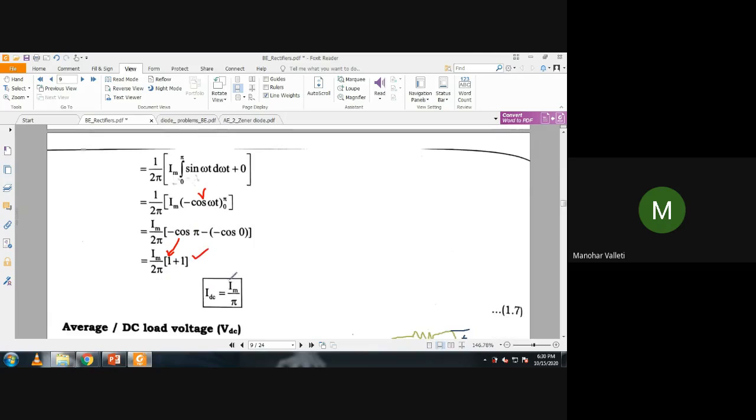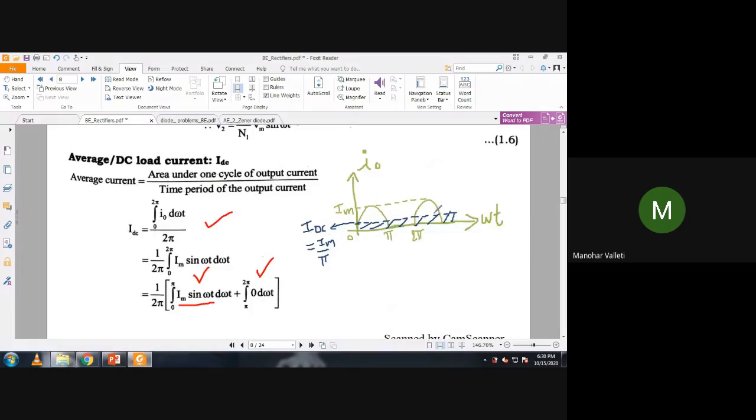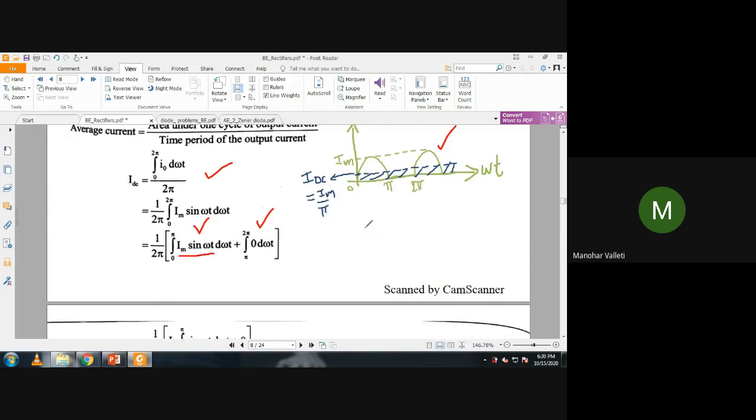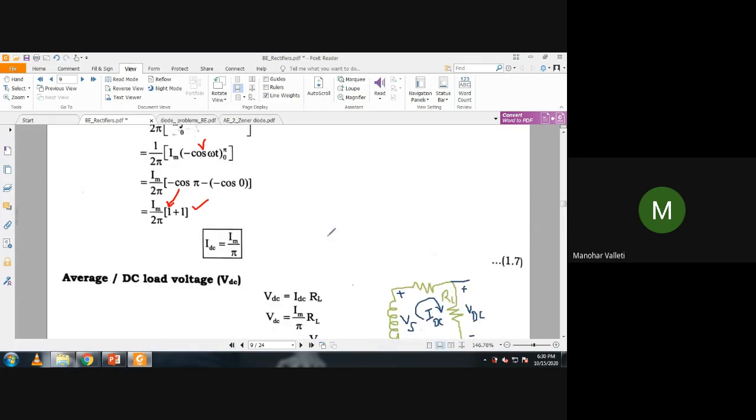So finally we find the average value for the output of the half wave rectifier. This is the output of the half wave rectifier. For this, if you find the average value, you will get Im by pi. That average value is IDC.